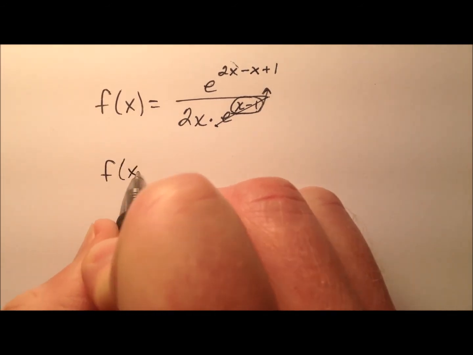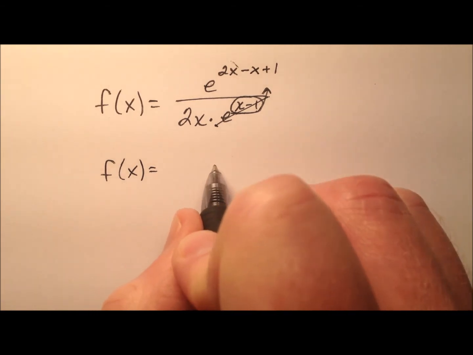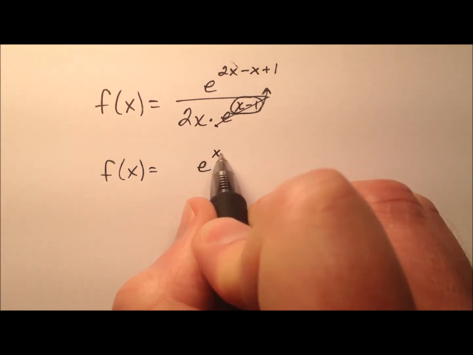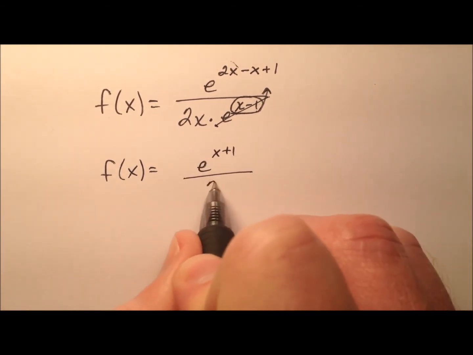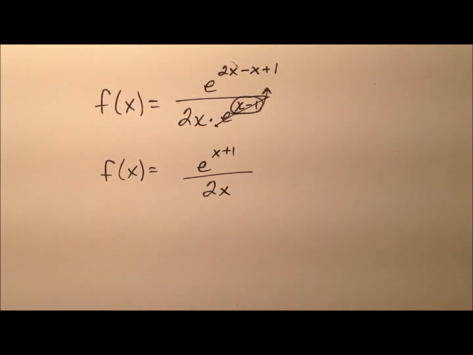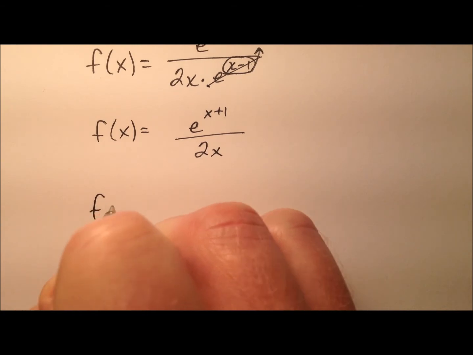Okay, so simplifying that algebraically first looks like e to the power of x plus 1 all over 2x. And that's a much nicer function to work with. So let's go ahead and find its derivative.